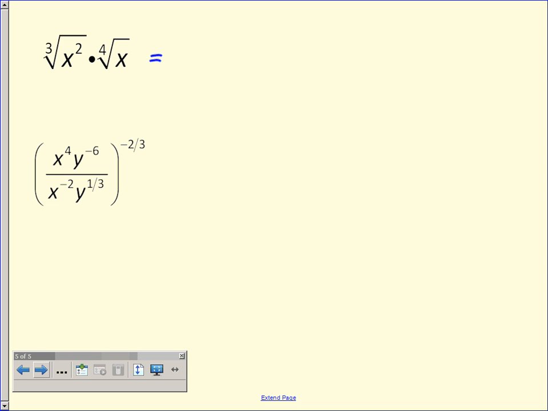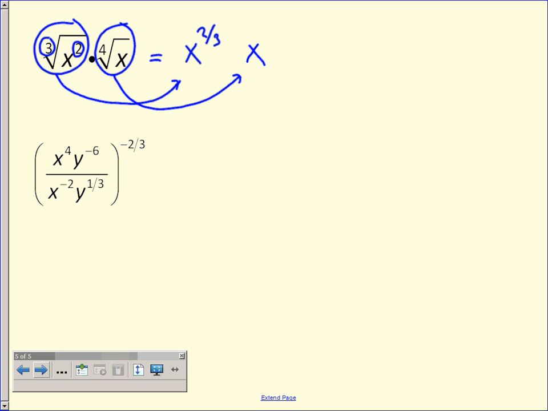What I'm going to do here is I'm going to rewrite both of these expressions using rational exponents. So can you rewrite this piece as a power of x? Okay. Well, I have squared here. I have a cube root, so this is x to the 2/3 power. How about the second expression? How can you rewrite it as a power of x? Well, it's the fourth root of x, excuse me. That means x to the 1/4 power.